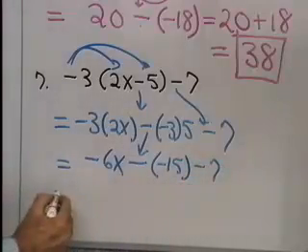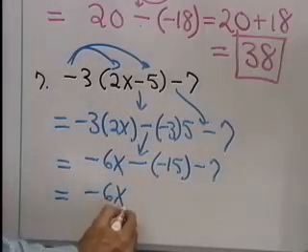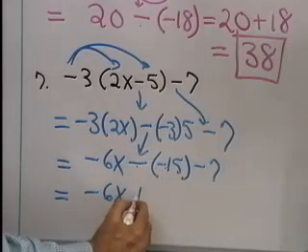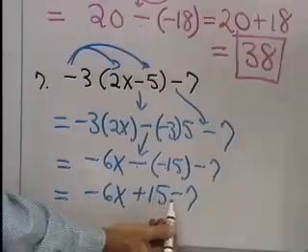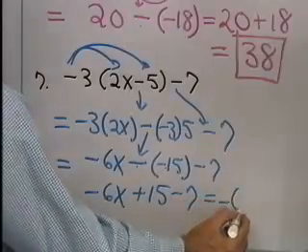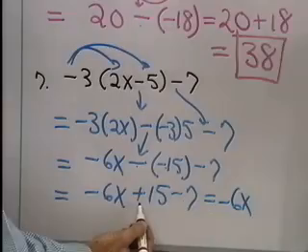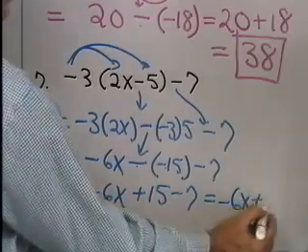Subtract 7. Negative 6x. Subtracting negative 15 is the same as adding positive 15. And now let's see, I can add 15 and negative 7, and I get negative 6x here, plus 15 subtract 7 is what, 8?